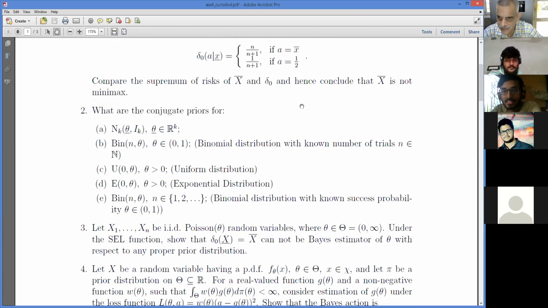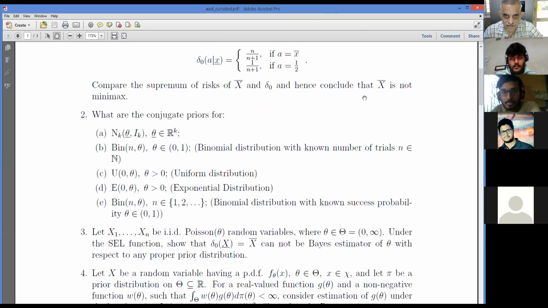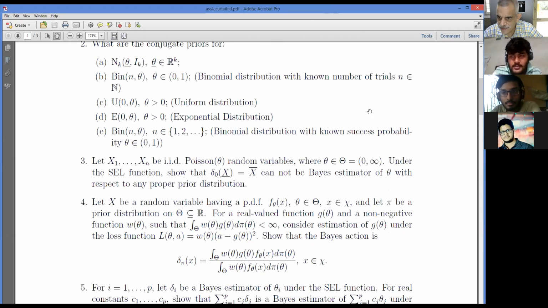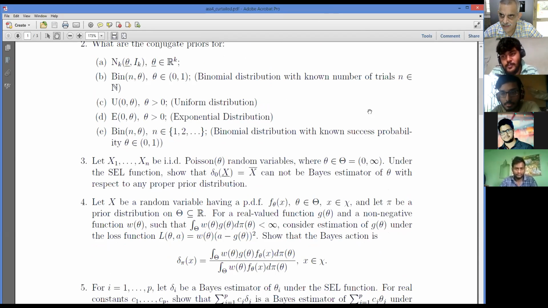Yeah, so any other thing you want to discuss? I'll be doing consistency tests, so yeah. Sir, I have a doubt in the definition of minimax estimator.